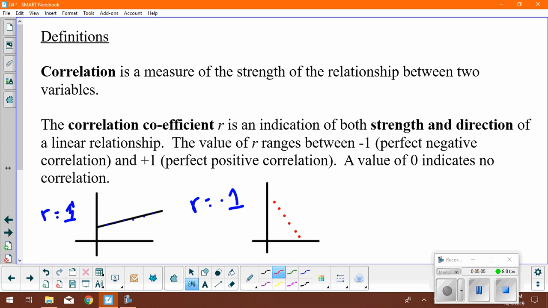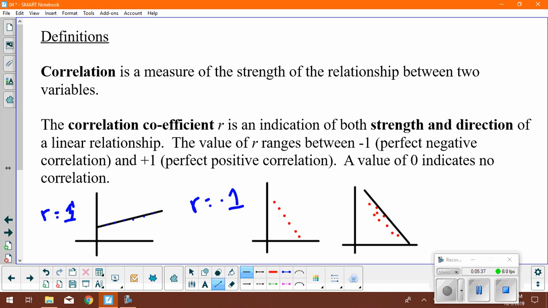R would be -1. As the dots start to get more spread out, for example, building off that -1, let's say I have a downward trend, but they're a little less like a line. So there's a little bit of movement back and forth. So again, if I add a line of best fit, there's a little bit of space around them.